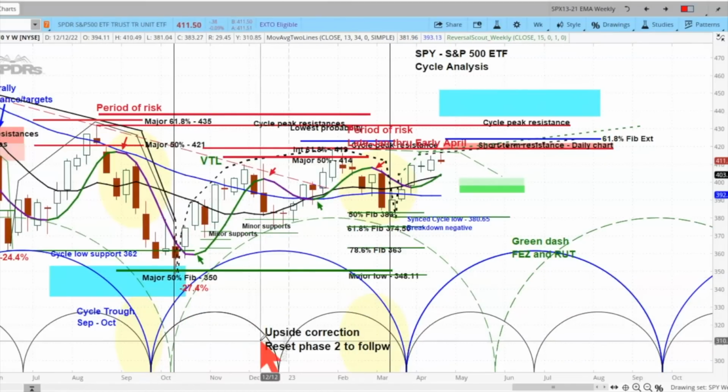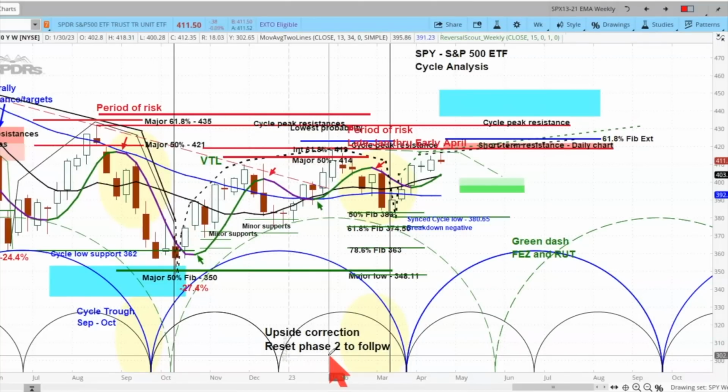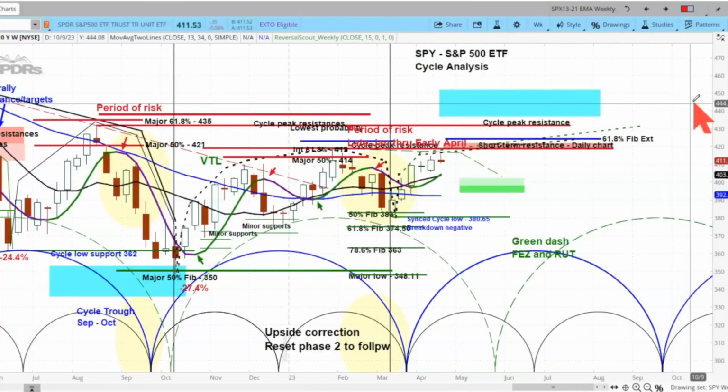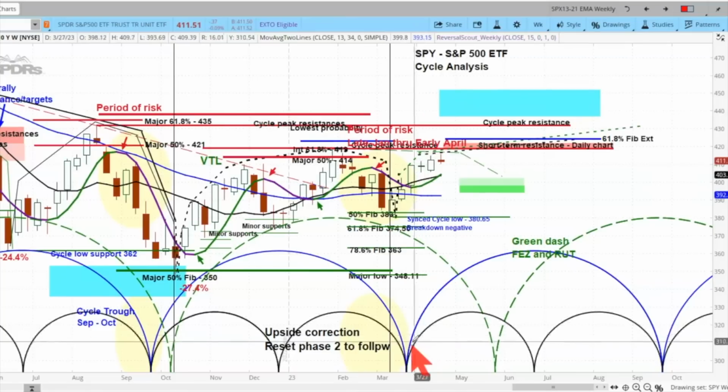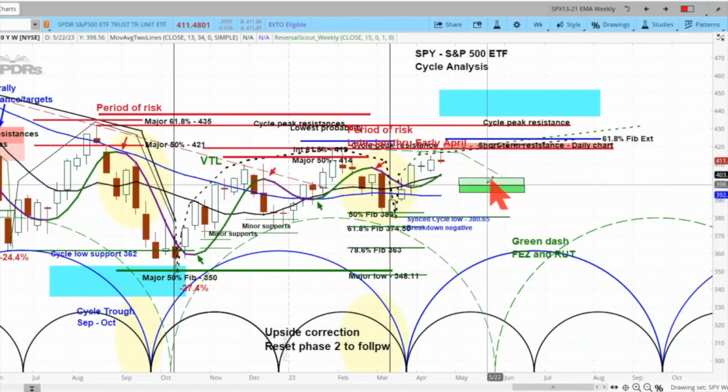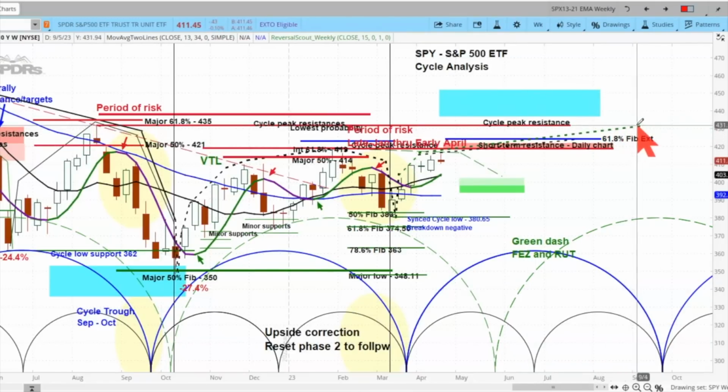What we believe is that this is an upside correction and will be followed by phase two. And that means that the Great Reset phase two is somewhere way out over here. But we think that this rising phase, as you could see here and here, will continue to push the market up way out into late in the summer.